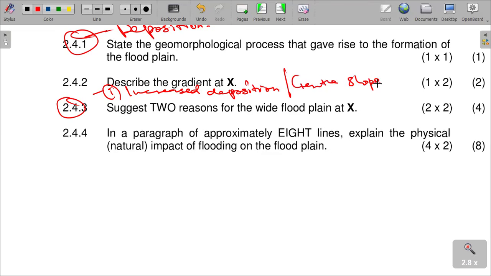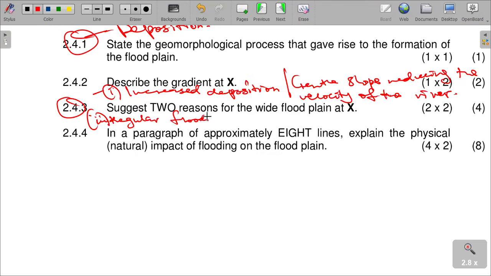A gentle slope reduces the velocity of the river, and then obviously more deposition will take place. That will result in more deposition there, and then we can talk about regular flooding that might be taking place. There might also be regular flooding in the region where X is located.